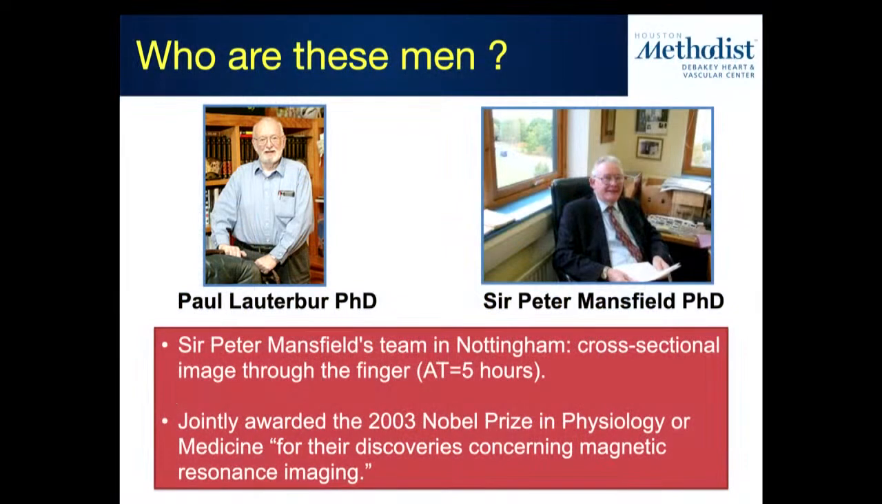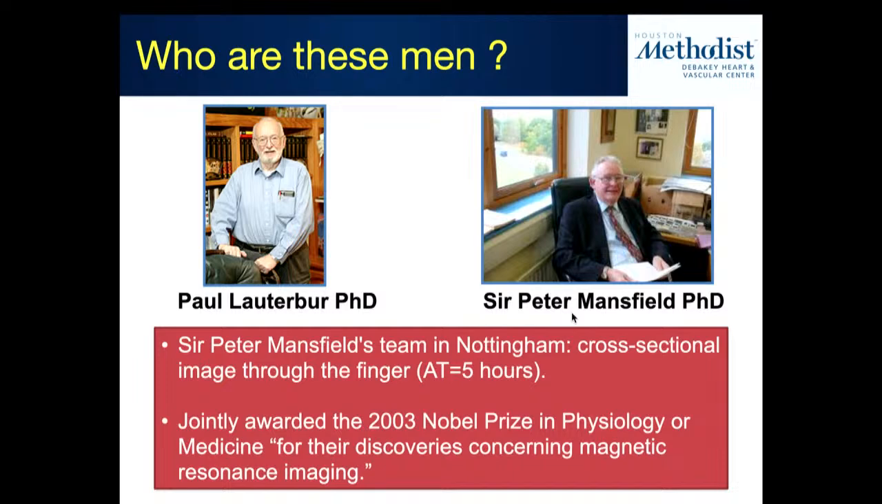So first off, who are these two gentlemen right here? This is Paul Lauterbur and Peter Mansfield. These are two scientists in the United Kingdom that received the Nobel Prize in physiology and medicine for their discoveries regarding magnetic resonance imaging.